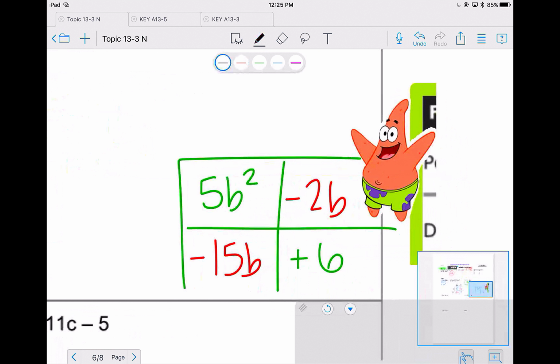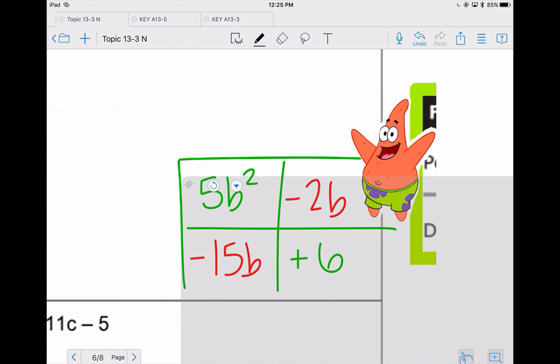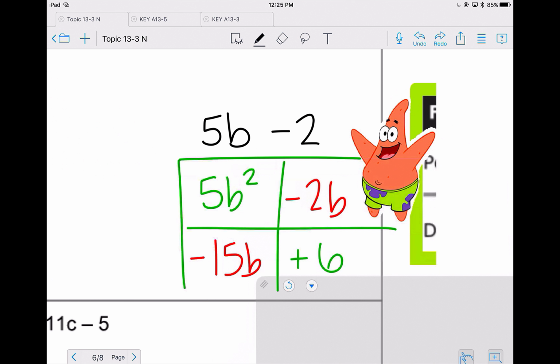Now again, the order in which you write these does not matter. If you switch them up, then your top will be my side, and so forth. They will just switch. So 5b squared and negative 15b share a 5 and a b. Negative 2b and 6 share a 2, and it is negative because the top number, or the closest number, the factor, is negative.